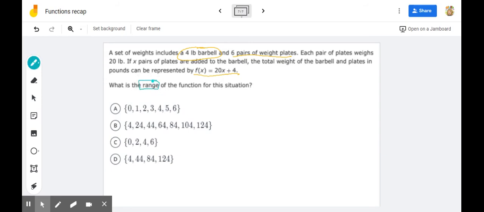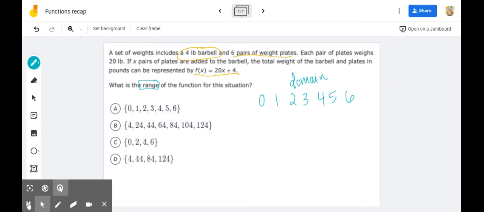range of this situation? So one thing you want to think about is I can have 0 plates, 1 plate, 2 plates, 3 plates, 4 plates, 5 plates, or 6 pairs of plates that can be added on to our barbell. So this is what we call our domain. And so from those domains, we are trying to figure out what is our outputs, what is the range. So one way we can do this, guys, is use Desmos. And when we type in 20x plus 4 in Desmos, you'll see this graph.